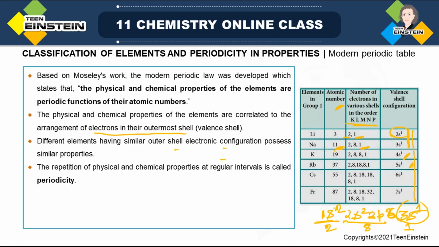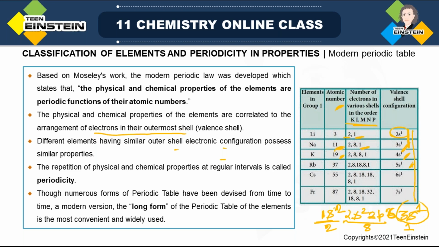Okay, so lithium, atomic number 3. Then the next atomic numbers 4, 5, 6, 7, 8, 9, 10. When you reach 10, after that there is 11, only then do you get this type of similar electronic configuration in the valence shell. That is why lithium has some common properties with sodium. Then again, from sodium, atomic number 11, you have 12, 13, and you move up to atomic number 18, then the next one, 19. Then again you will find some similarity. So after a particular interval, you are getting some similarity in properties. That is the periodicity. Though numerous forms of periodic table have been devised from time to time, the modern version, which is also known as the long form of the periodic table of elements, is the most convenient and widely used.